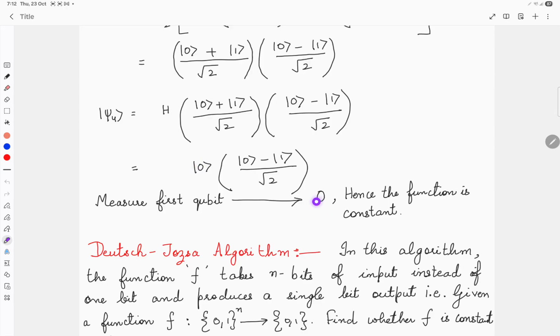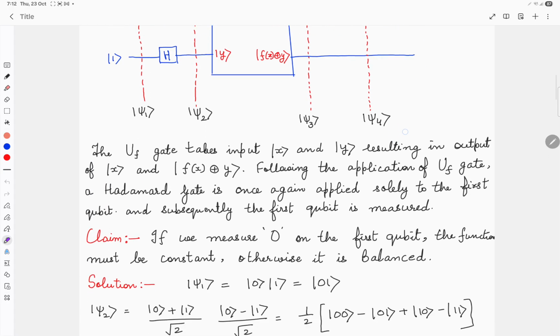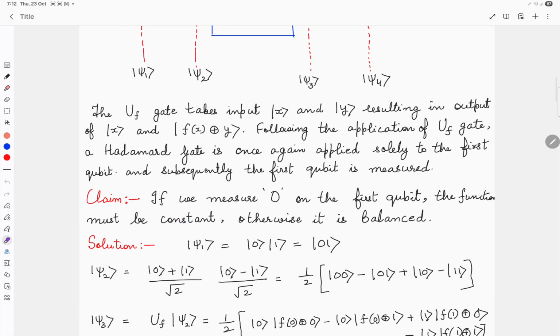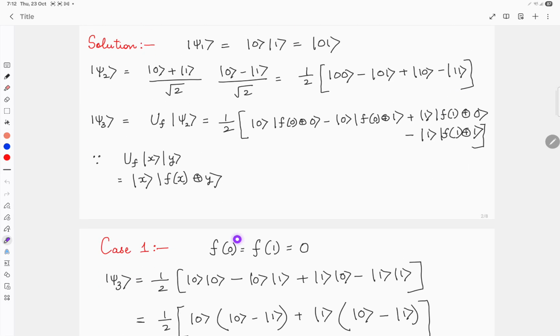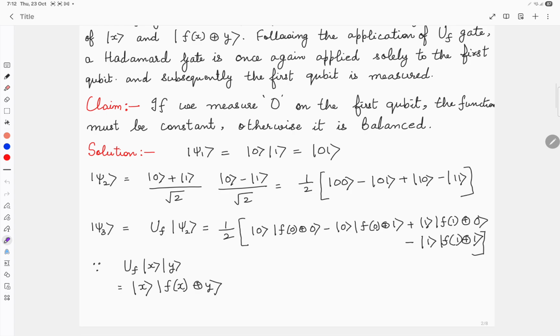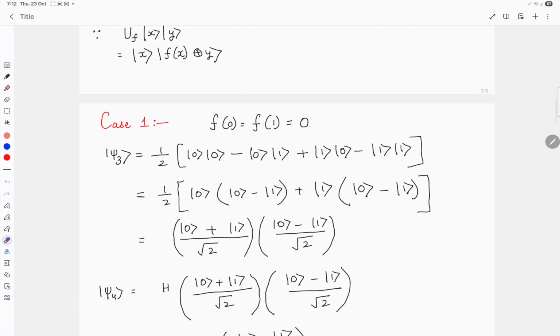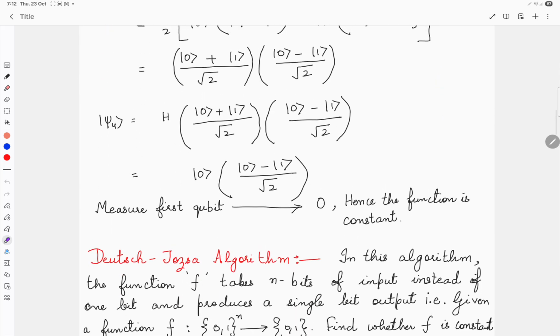So what is the claim? As I just explained, if you measure 0 in the first qubit, the function must be constant. As we supposed, we gave f(0) equal to f(1) equal to 0, that means it is a constant function, and that's our claim. We supplied the inputs for a constant function and we got 0 at the first qubit. So our claim is proved, which says that our function is constant.